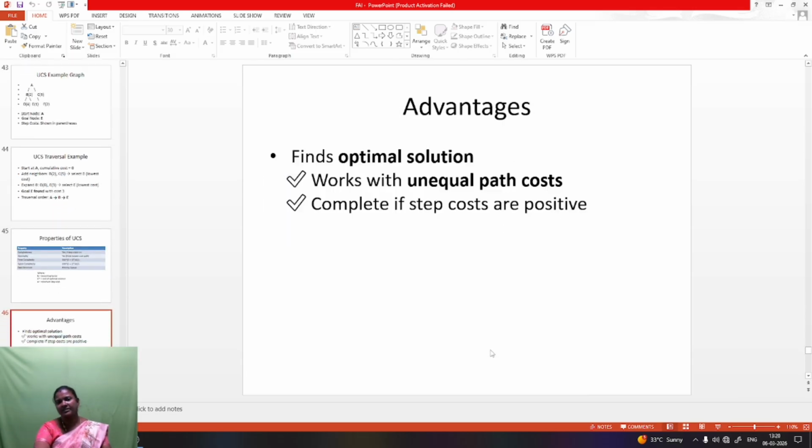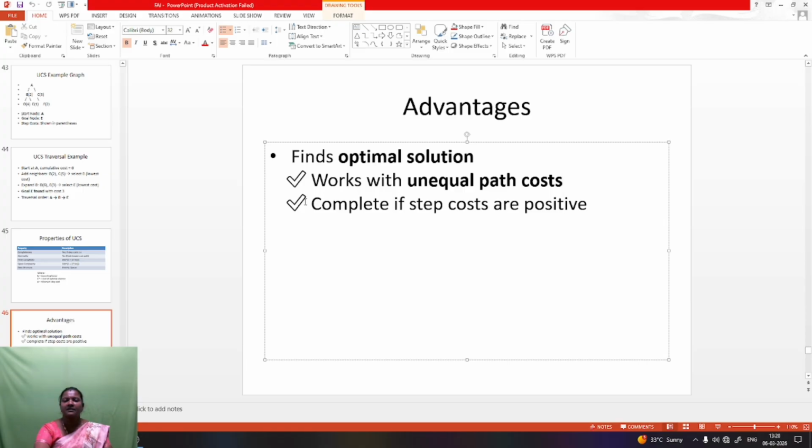The advantages of the UCS algorithm are: it finds an optimal solution, that is, it provides the minimum cost path solution. It works with unequal path costs. It is complete if step costs are positive.